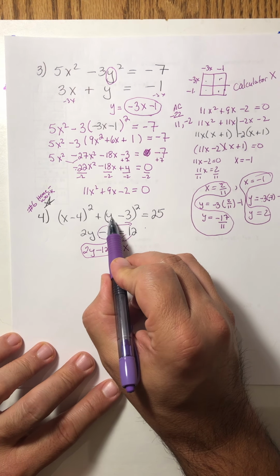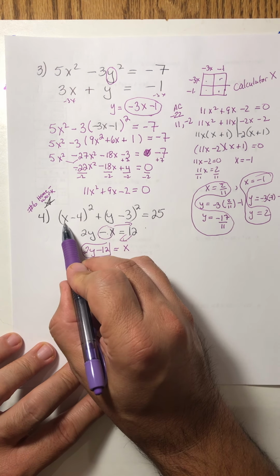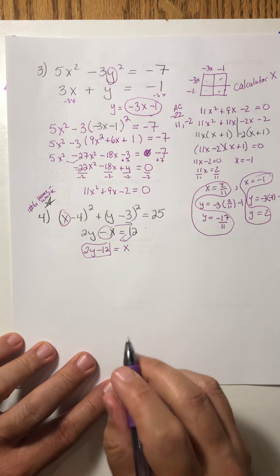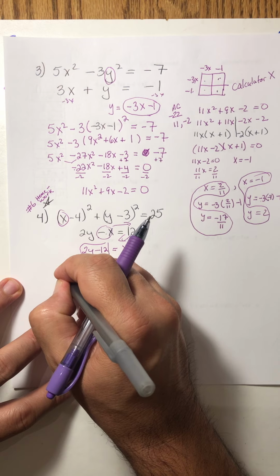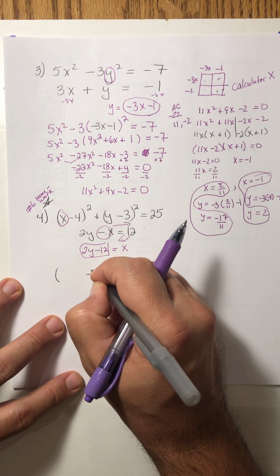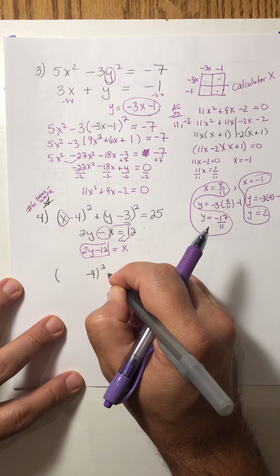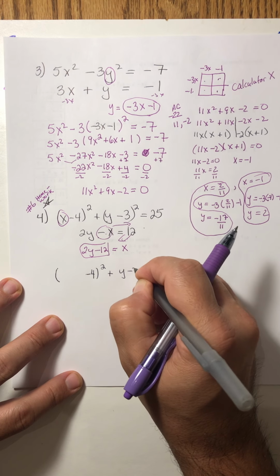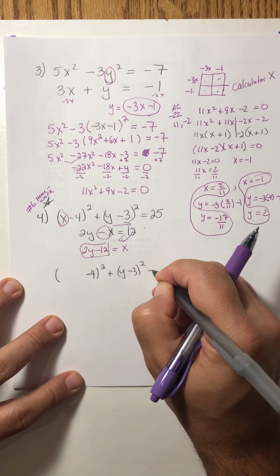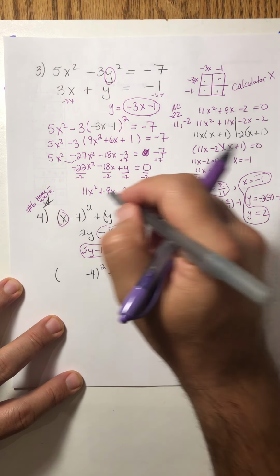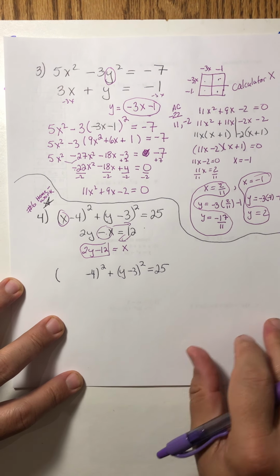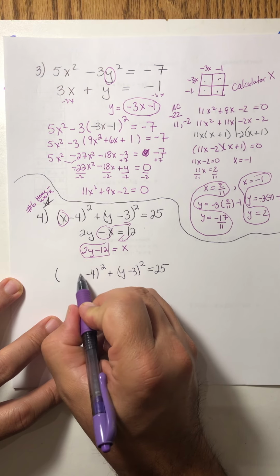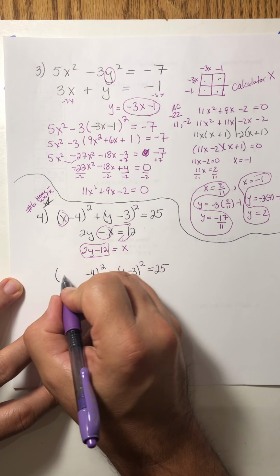So now what do we do? That's right, I don't plug in here. That's the y. We've got to plug in for x. So we're plugging in right there. So big giant parentheses, minus 4, close parentheses squared, plus y minus 3, parentheses squared, equals 25. Okay, so what goes in this big giant blank space here? That's right, your 2y minus 12.